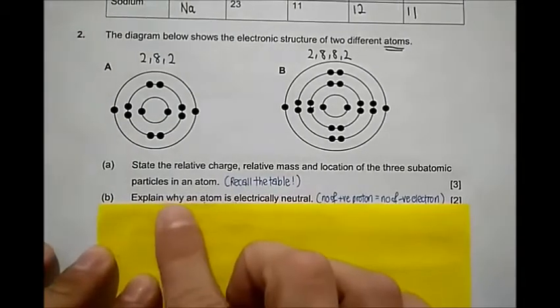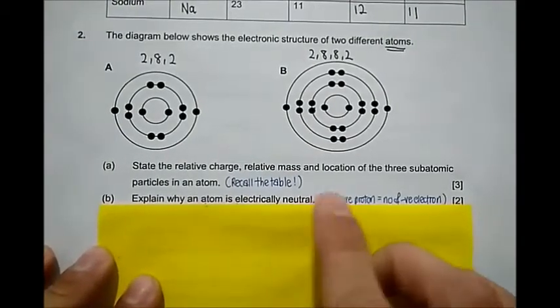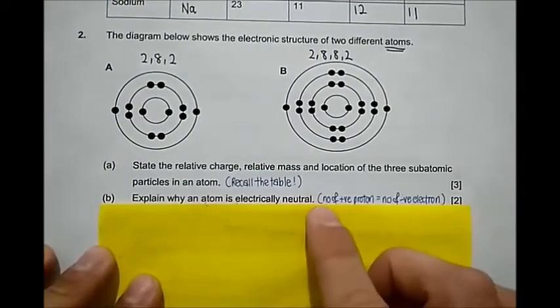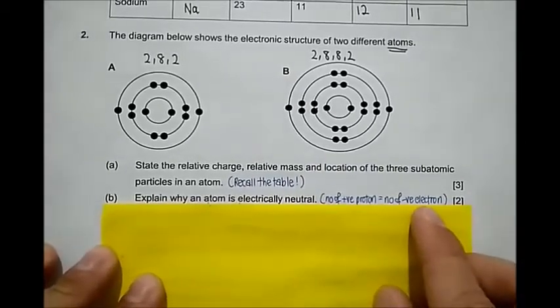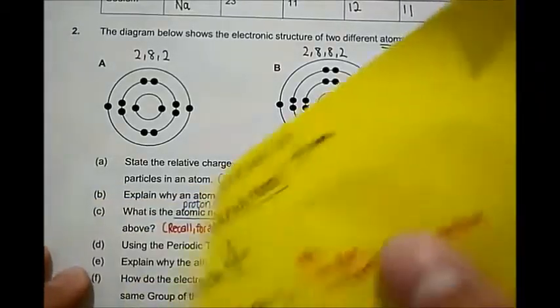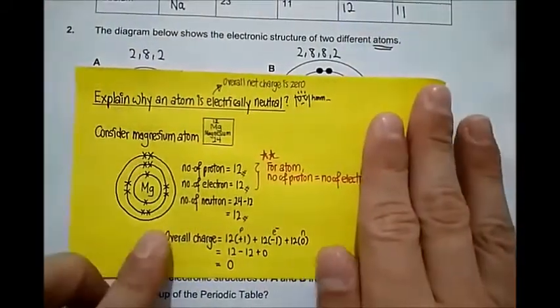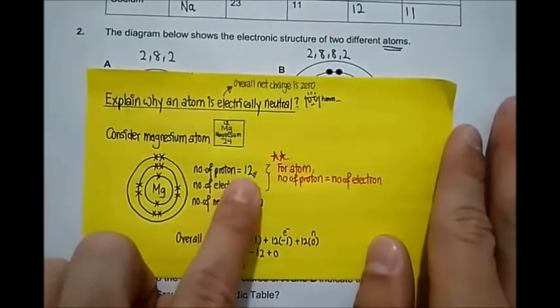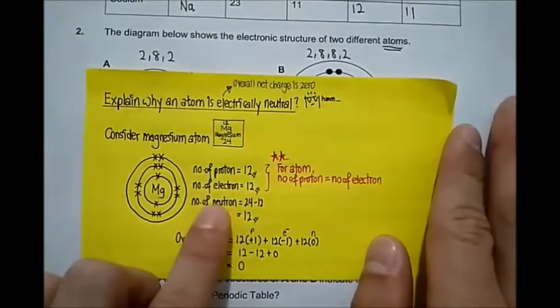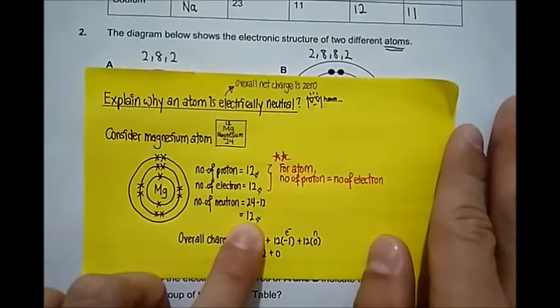For part B, explain why an atom is electrically neutral. Here, we recall that for an atom, the number of protons is equal to the number of electrons. Let us look at one example to help us answer this question. Suppose we have a magnesium atom. A magnesium atom has 12 protons, 12 electrons, and 24 minus 12, 12 neutrons.